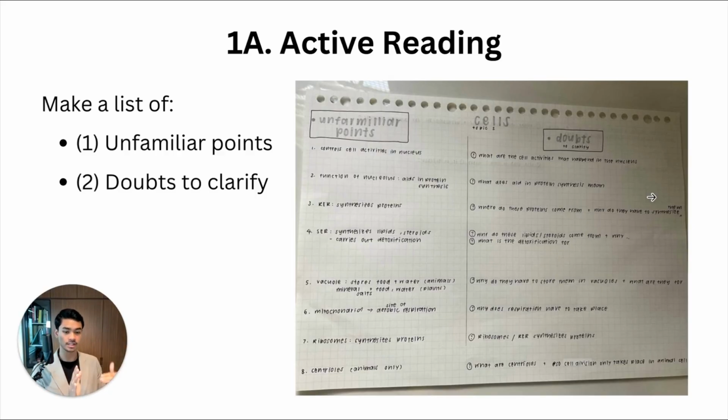On the right side, you're going to write down the doubts to clarify. As you read through, you might think, hey, why is this like that? Or for example, is there a difference between DNA and RNA? Are they the same thing? All these kinds of questions, whether small or big, simple or complex, write all of those doubts down on the right side.